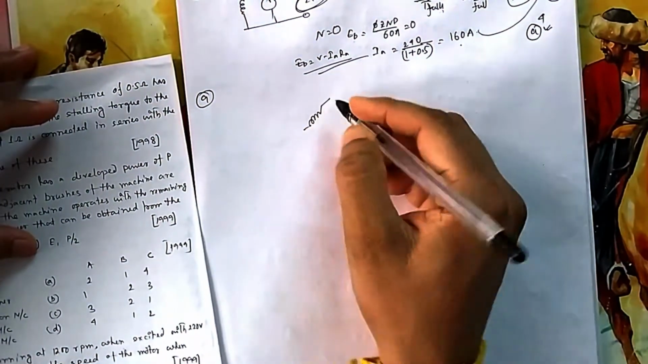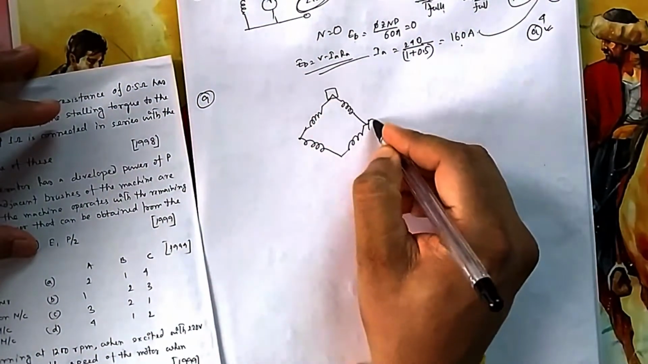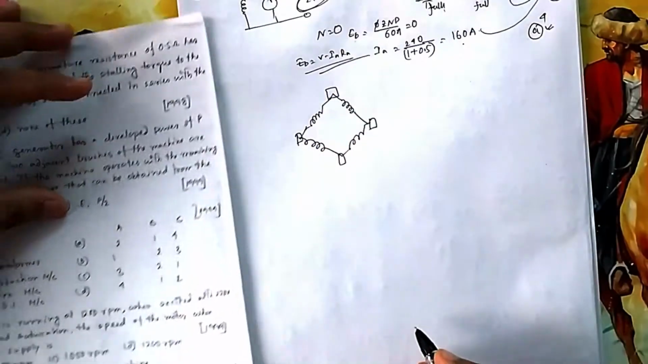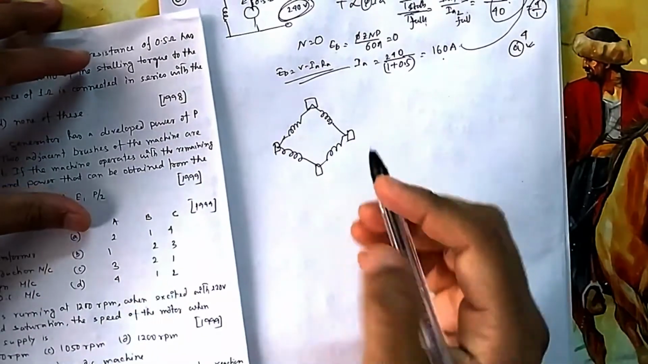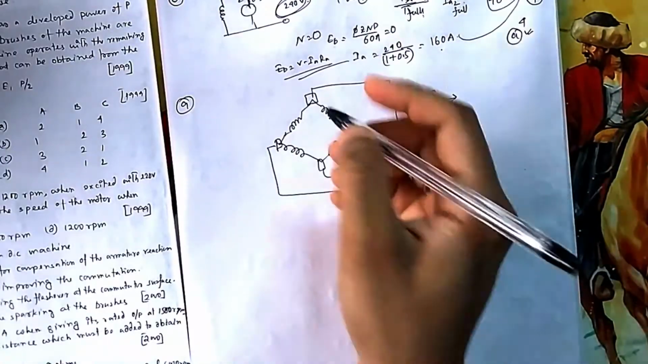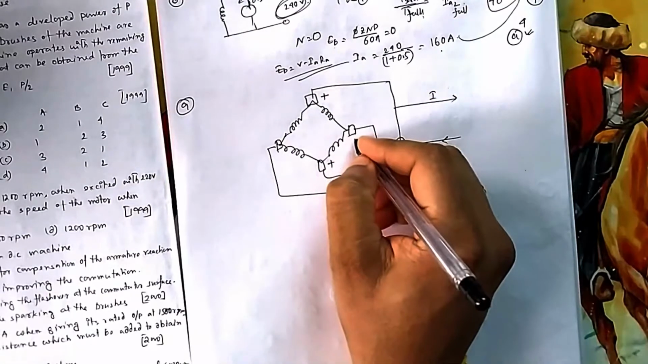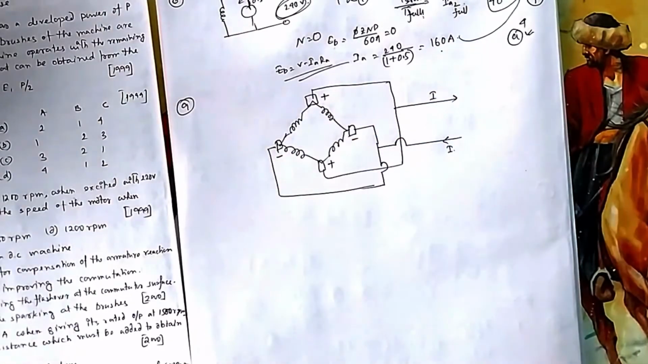Suppose this is one parallel path. So there is one brush here, one brush here, one brush here, one brush. 4 paths you can see. All these paths will carry I by 4 if the total current is I. Because it is delivering power, power should come out of positive terminals. So these two should be positive and these two should be negative brushes.